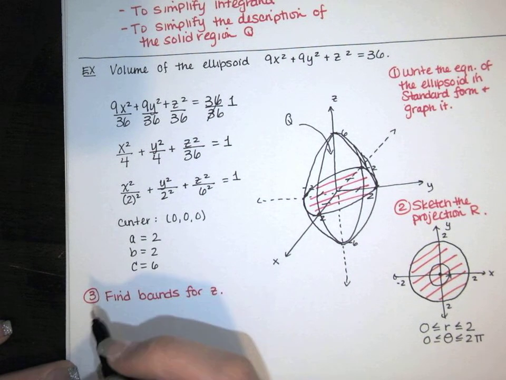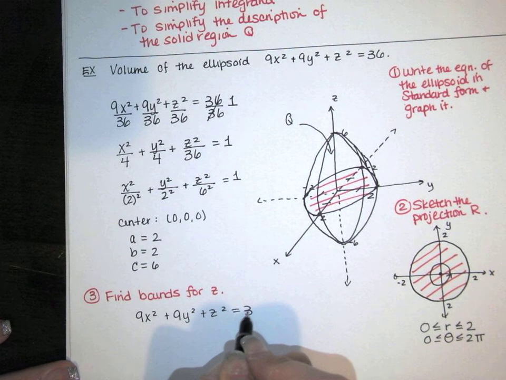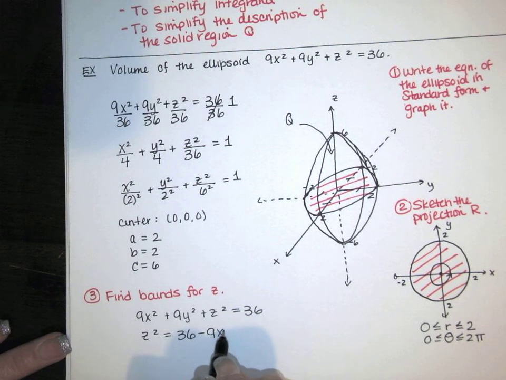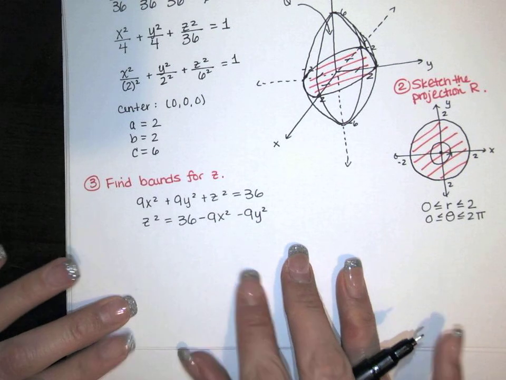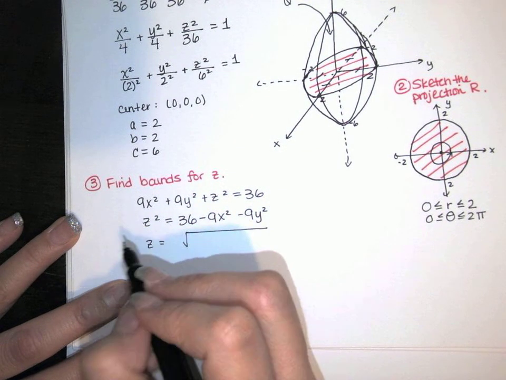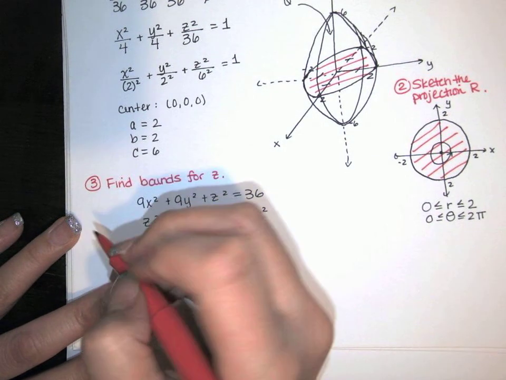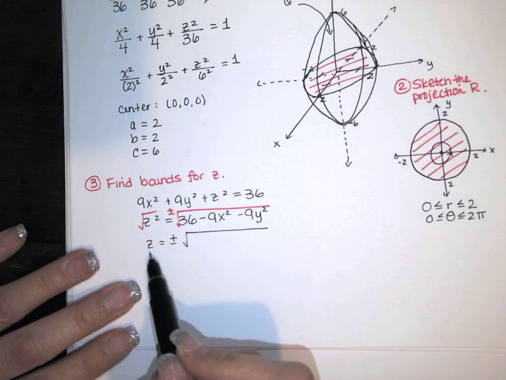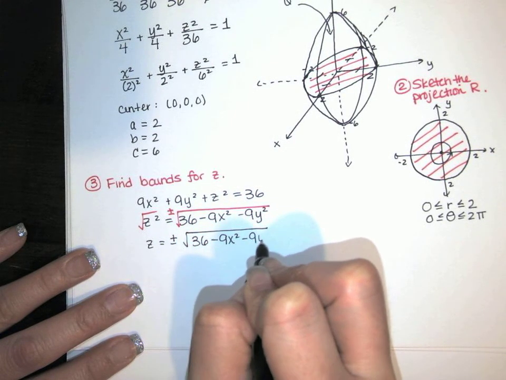So we have 9x squared plus 9y squared plus z squared equals 36. And I'm trying to get z by itself. So I will subtract 9x squared and 9y squared from both sides. And don't forget to take the square root. In order to get rid of that perfect square, we'll take the square root of both sides. So I'm doing the square root of this equals the square root of that, and a plus or minus on the side that doesn't involve the z. So z equals plus or minus the square root of 36 minus 9x squared minus 9y squared.